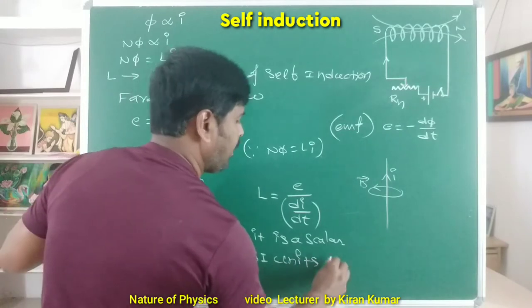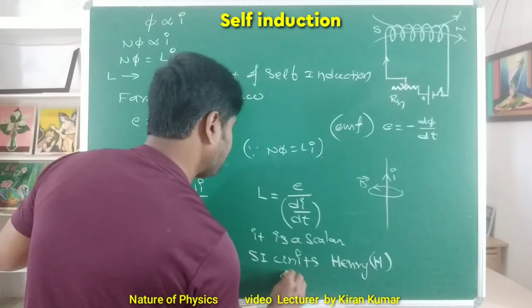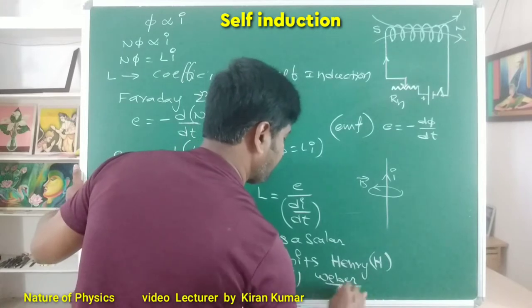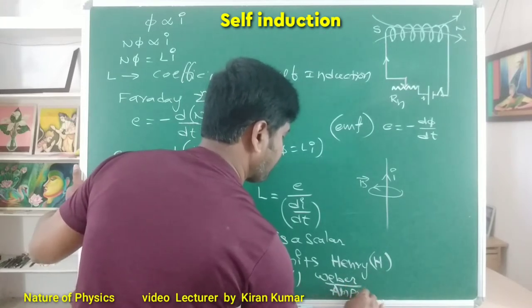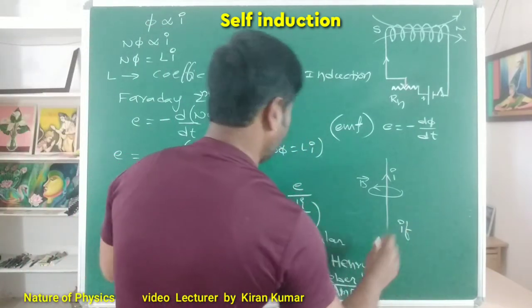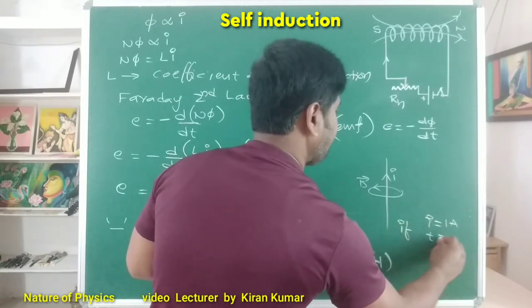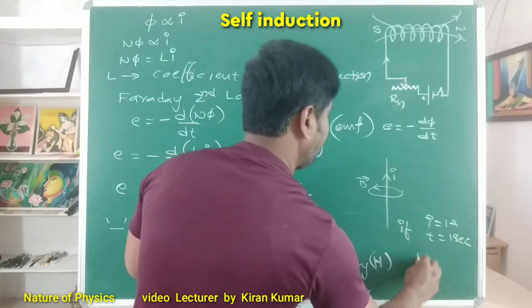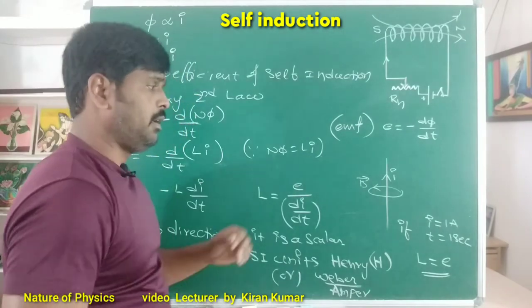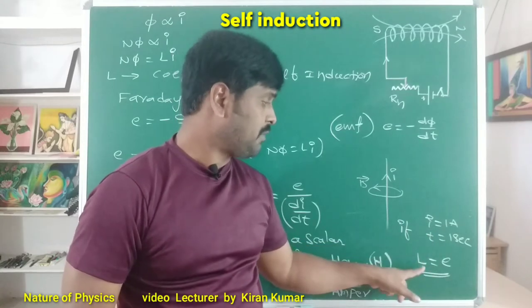Next, the SI unit is Henry, indicated by the letter H. Another unit is Weber per Ampere. If I is equal to 1 ampere and t is equal to 1 second, then L is equal to E.